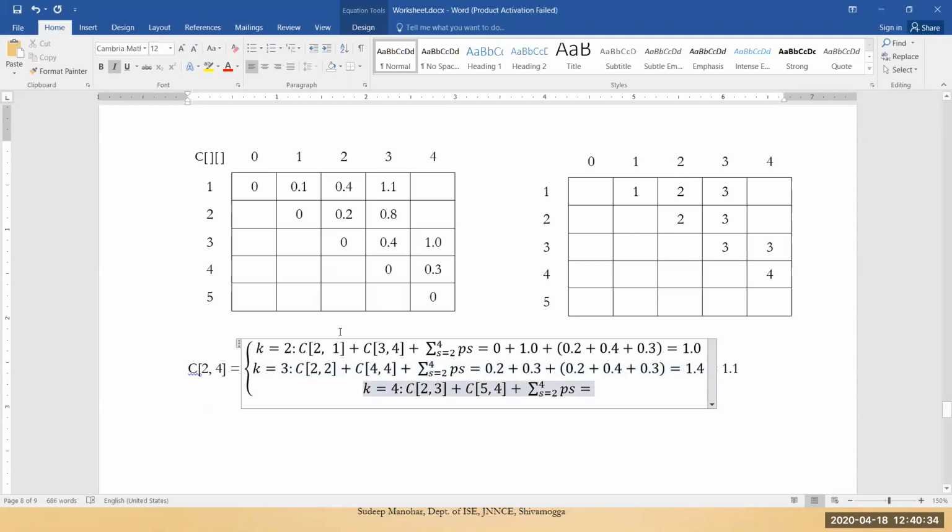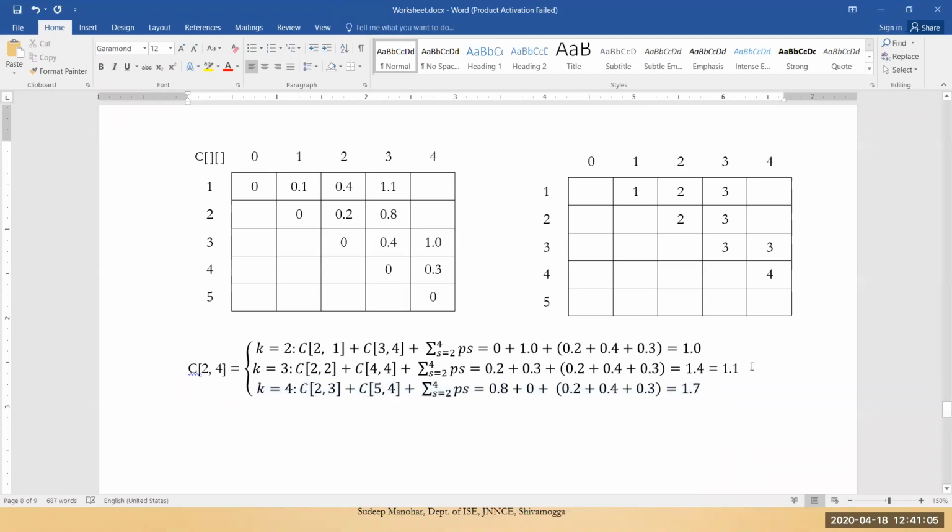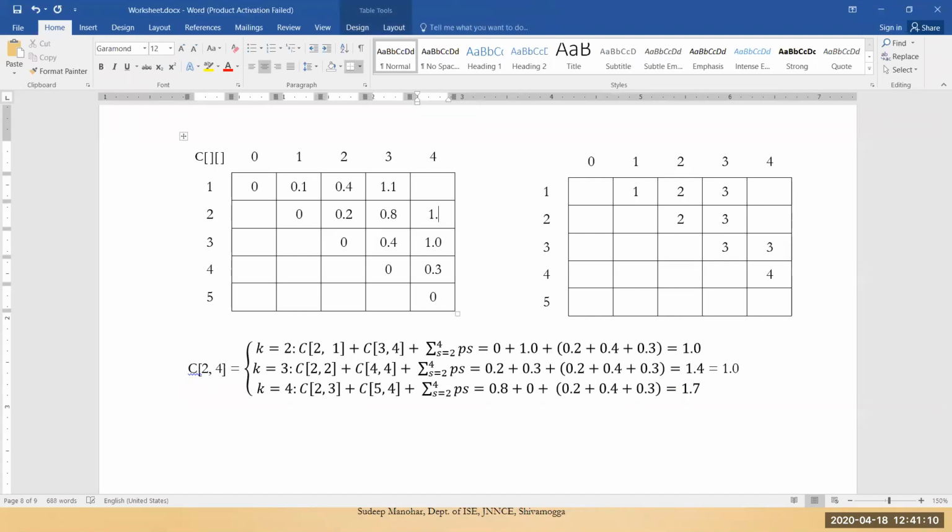Similarly, 2 comma 3. 2 comma 3 is 0.8 plus 5 comma 4. 5 comma 4 is 0 plus the probabilities. It is 0.9 plus 0.8, it is 1.7. You will get 1.7. So which is minimum out of this? 1.0 is minimum. Therefore, enter 1.0 here.